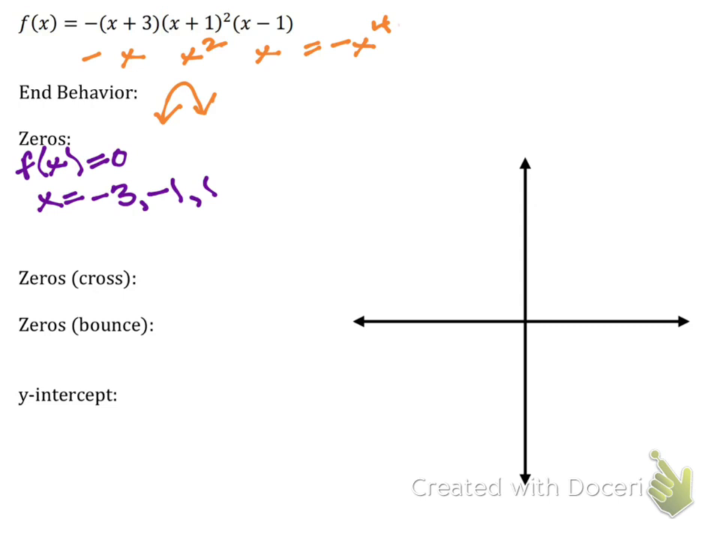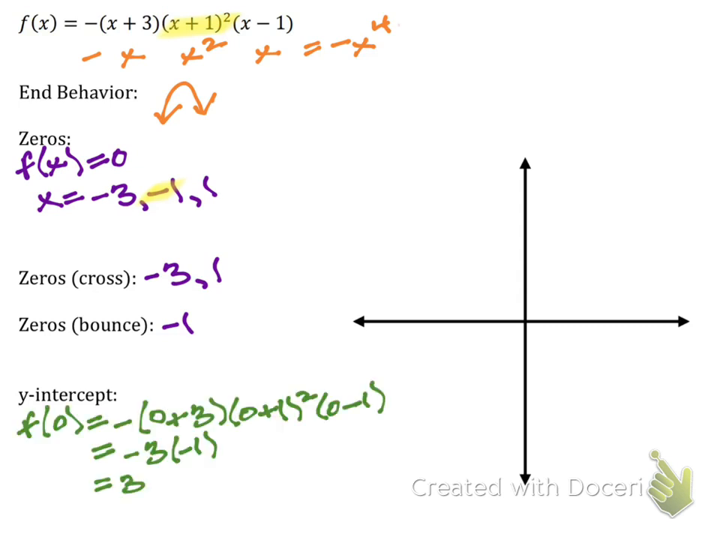Then we're going to see if we have any that cross. We do have a factor that is squared, so that's a multiplicity of 2, an even multiplicity, which results in a bounce. The other 2 zeros are crosses. Now, we want to find the y-intercept by doing f of 0, and it's 3. And we're going to put everything on our graph. Then we're going to use our end behavior and our crosses and bounces to put our graph in.